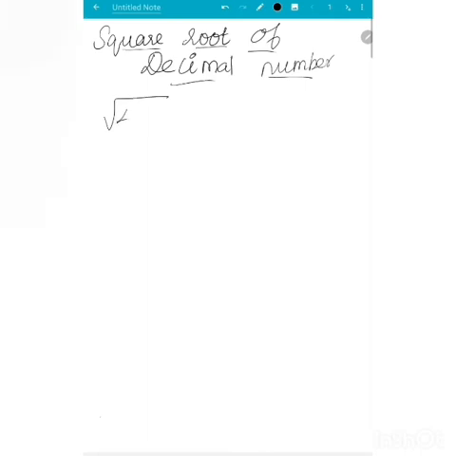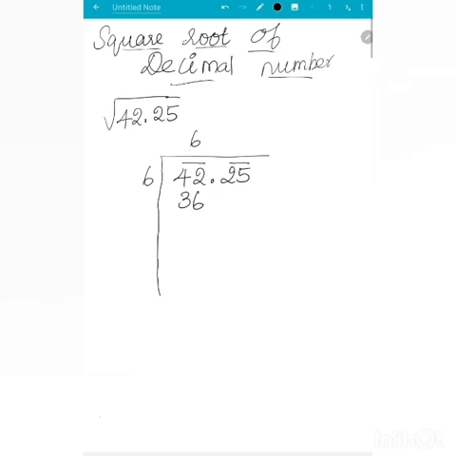Suppose if I take 42.25. The same concept. Okay. Let me take the long division. 42.25. Again you have to take it 2, 2. Okay. So here no problem. There are 4 numbers. So we can easily split this 2, 2. Okay. What is the nearest square number to 42? It's nothing but 6. 6 6s are 36. So subtract it. 42 minus 36 is nothing but 6.